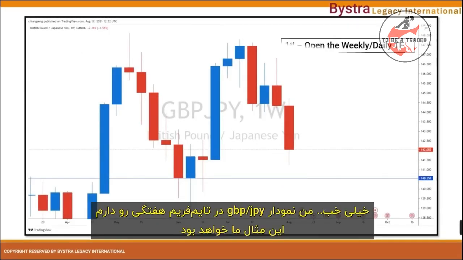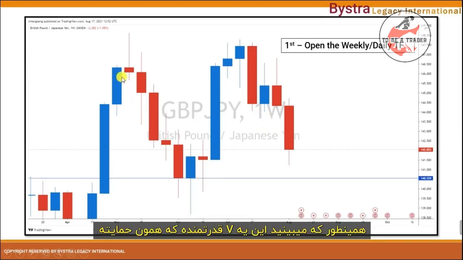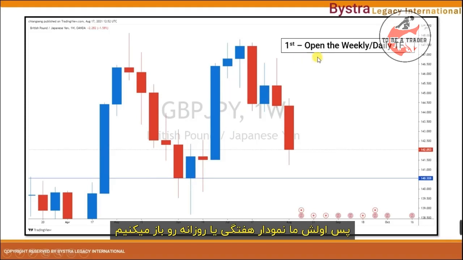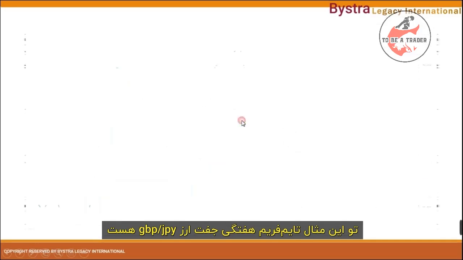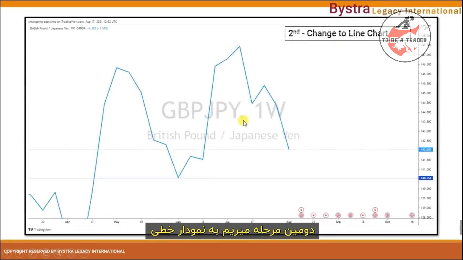Okay, I have GBP JPY on the weekly time frame, so this will be our example. As you can see here, this is a strong V, which is the support. So first we open up the weekly or the daily time frame, in this case the weekly for the GBP JPY pair. Second, we go to the line chart. And then what should we do, guys?